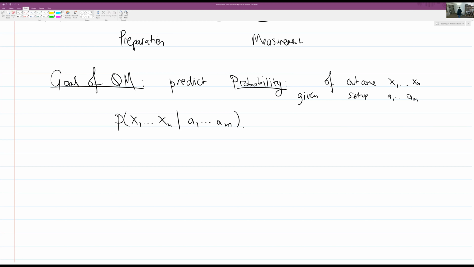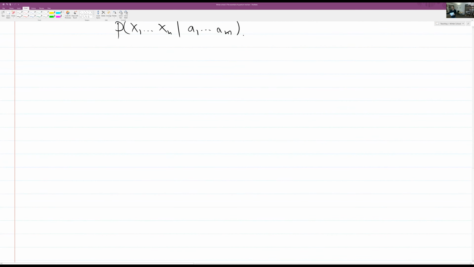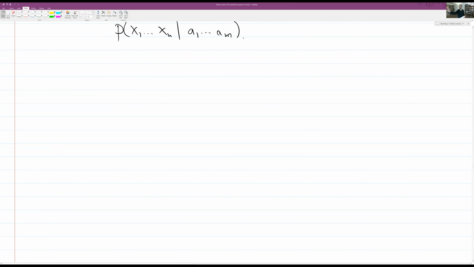That's all very well, you might say. We have these probabilities. Great. You might be forgiven for thinking this all looks too abstract. And the answer is indeed it does look too abstract, because I haven't told you what the rules are for preparation, what the rules are for modeling the dynamics of an experiment, and what the rules are for getting measurement outcomes out of a quantum system. That's the goal for today, to tell you what the rules are to allow you to produce one of these probabilities as a prediction. And that brings us to simplified quantum mechanics.